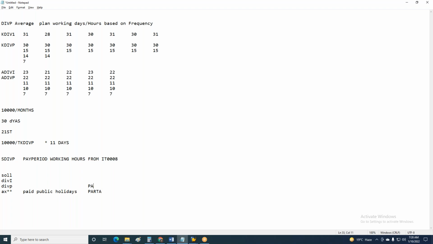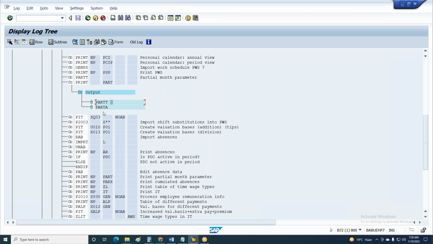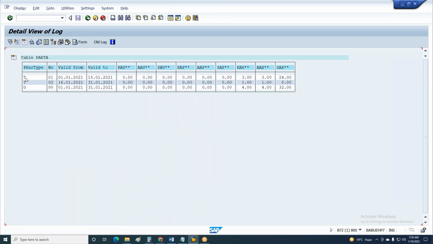All the above three are stored where? PRTT. And this is PRTA. So look at it. There is a PRTA here. If you go to it, in the first period, AX star star: there are 3 public holidays in the first partial period. Means from 1 to 15, 3 holidays are there. Verify it.